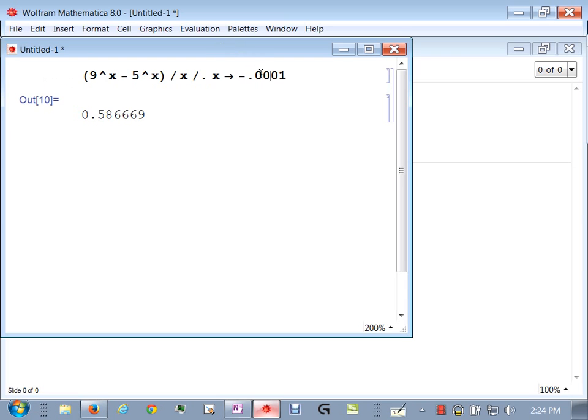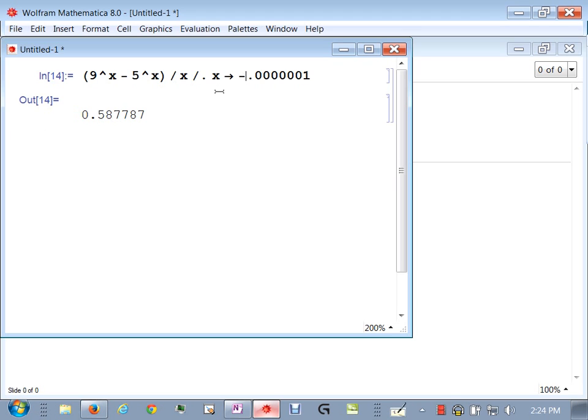I'm going to go even closer. 0.587. 0.587. Looks like I'm hanging pretty close to 0.587. Do you see how close I'm getting? I keep on adding zeros. And the only thing that's changing, it's starting to change out here, right? But the 0.587 looks pretty locked in. Y'all see what I'm saying?